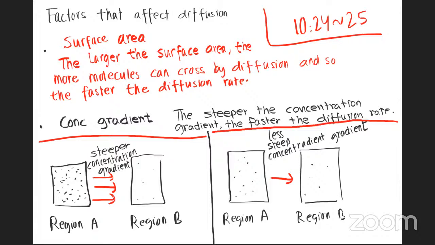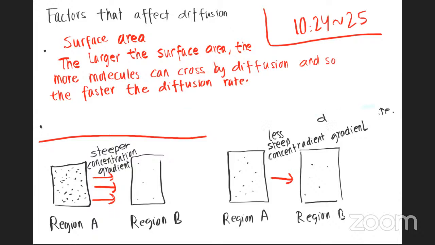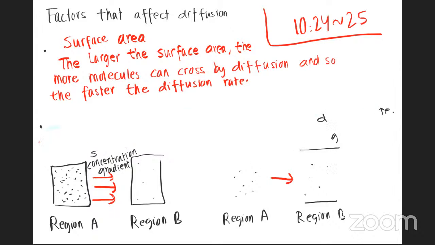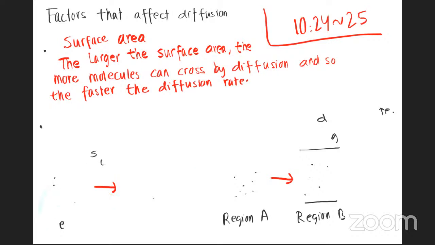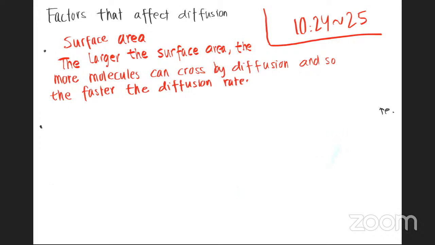The last factor we are looking at is the fourth one, temperature. How does temperature affect the diffusion rate? When temperature increases, molecules gain more kinetic energy. With more kinetic energy, the molecules move faster.